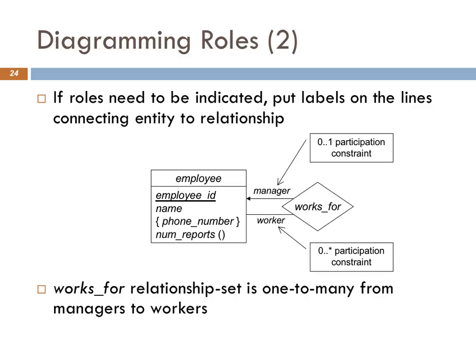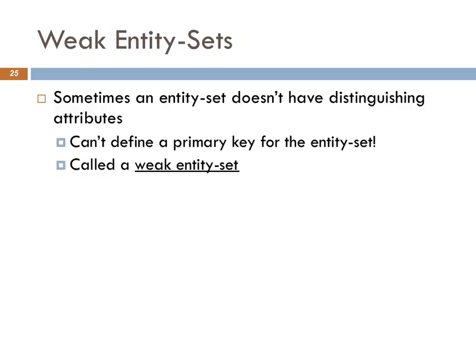I think manager has 0 to star because it can participate in many relationships. And worker should have at most 1 manager, so it should be 0 to 1. So I think I got that backwards. I'll fix the slides before I upload them. Okay? All right. That's fun. It's been years since that's been in there. I'll try to fix that up.